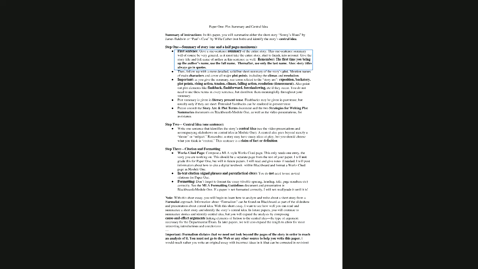So you're going to need to write a sentence that does capture the essence of the plot. You're going to want to write a sentence that does take into consideration the entire story. But again, that's only going to be one sentence long. That's going to be the very first sentence of your essay. This sentence should also include the title of the story, as well as the full name of the author.